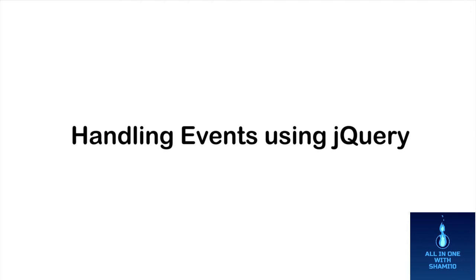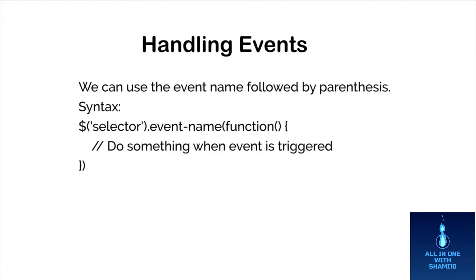In this video, we will learn how to work with events using jQuery. We can use the event name followed by parenthesis. So this is the syntax to handle events on selected HTML element or elements. So $selector, so this will select HTML elements, dot event name and parenthesis. So for example, if you wanted to add a click event, this will be click followed by parenthesis, and inside the parenthesis you pass your event handler function.